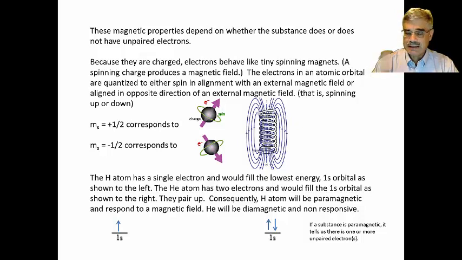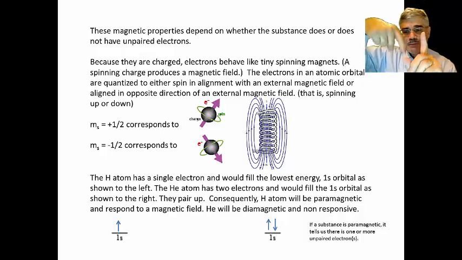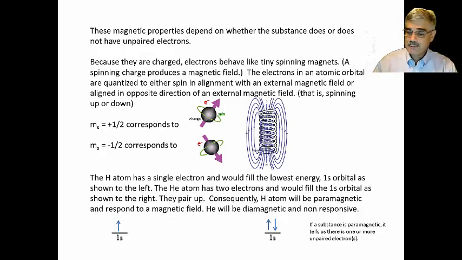Now that single electron, because it is spinning, would interact with a magnetic field. And so the hydrogen atom would be paramagnetic. If we then go to helium and we bring in a second electron, that second electron will also fill into the 1s orbital, but it will be pointed in the opposite direction, or spinning in the opposite direction. We would say that the two electrons in the 1s orbital are paired. When they are paired, that leads to the condition of being diamagnetic. So a pair of electrons is diamagnetic, unpaired is paramagnetic.